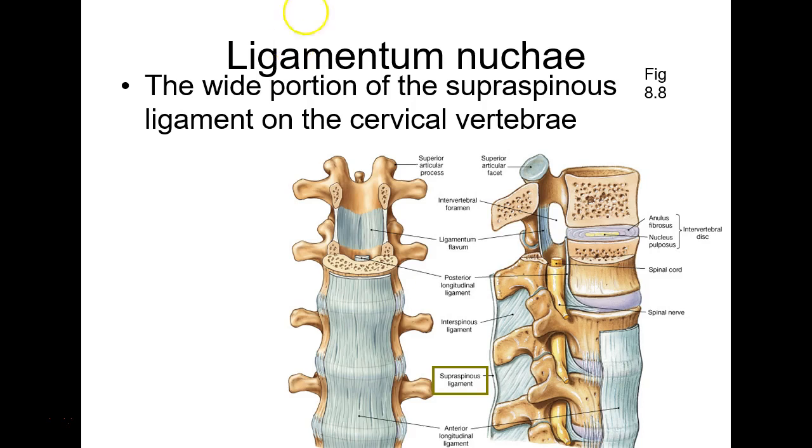Ligamentum nuchae. Nuchae just means neck. So see this supraspinous ligament right here? When you get way on up by the cervical vertebra, it just gets real broad, and it goes up to the back of your occipital bone. You have that little bump back there, the occipital protuberance. So it goes to that, and they call that the ligamentum nuchae, but it's also the supraspinous ligament. It's same thing, just got its own name in that cervical area. All right, we'll learn some of these other ligaments too.